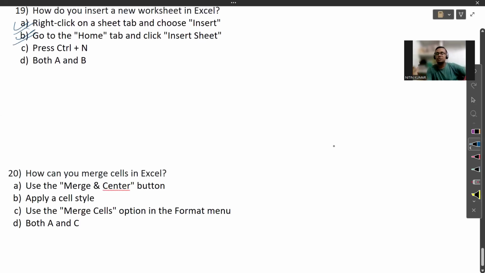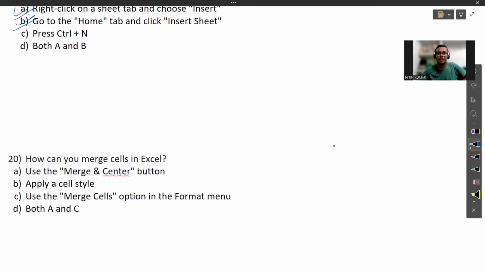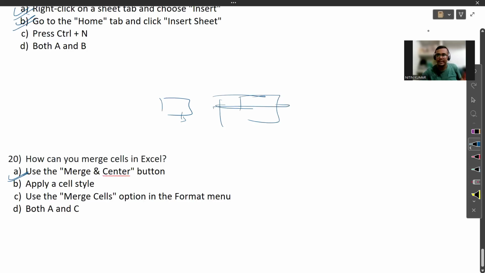Now the last question of the day: how do you merge cells in Excel? What do you think the right answer is? You can use Merge and Center. If you look at the top of Excel, there is a Merge and Center button. Also in the Format menu at the top, in the middle you would find the merge cells option. So through both options, you can merge the cells.